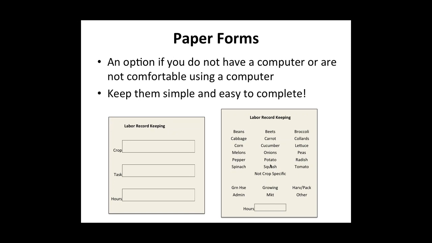On the left-hand side, you've got to write the crop, you've got to write the task, and you've got to write the hours. On the form on the right, you've just got to circle the crop, circle the activity or the task, and then you write in the number. So it makes it much faster and easier to do.